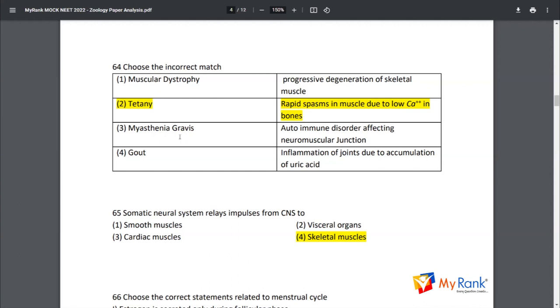Option 3, myasthenia gravis, which is an autoimmune disorder which affects our neuromuscular junction, which is correct. Gout is a disease where there is inflammation of joints because of the accumulation of uric acid. So option 4 is also correct. Now the incorrect statement is tetany, which is rapid spasms in the muscle due to low calcium ions in the blood but not bone. So option 2 is the incorrect match.